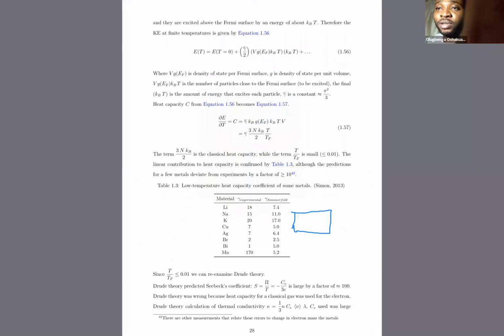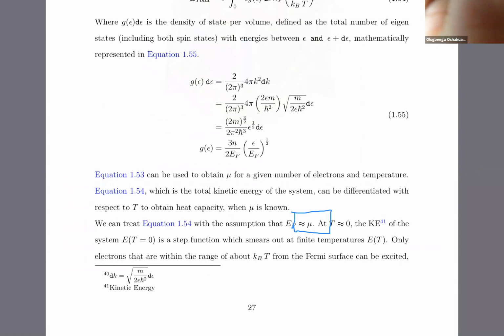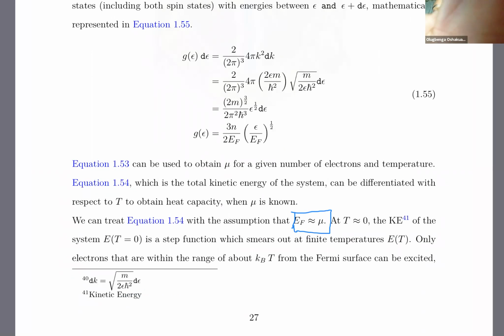Okay, so let's, okay, I positioned this here earlier. Yep.